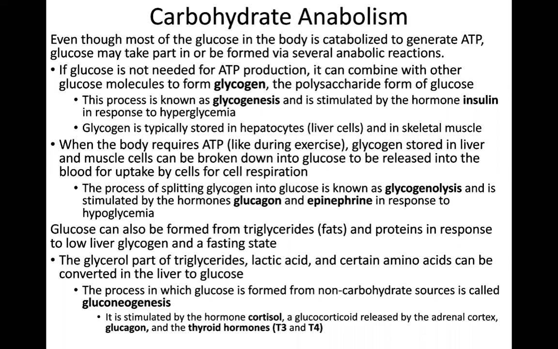It's stimulated by the hormone cortisol, which we talked about earlier this semester, is our stress hormone released by the adrenal cortex. And we need energy to combat that stress. Glucagon and the T3, T4 thyroid hormones are other important hormones that promote gluconeogenesis.